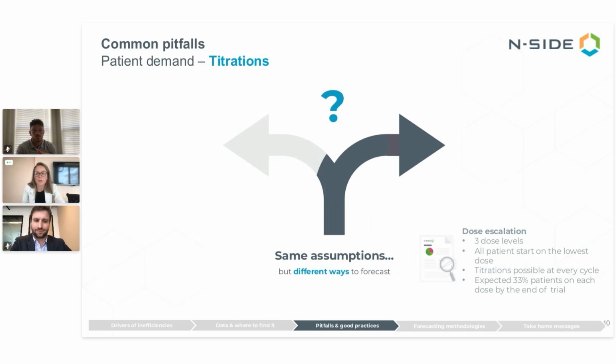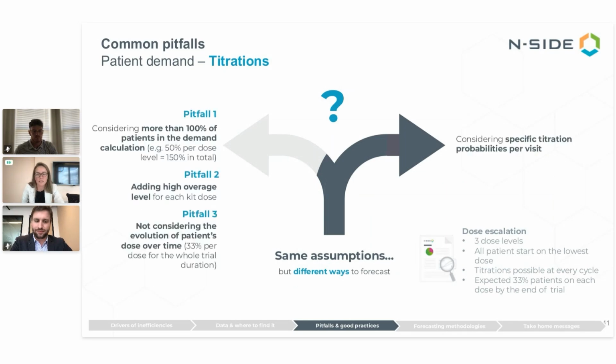Whereas in reality, we know that it might become way more complex. I don't know if some of you have observed some up titrations and down titrations behavior in some of your studies, but indeed, that's the reality, and that's way more complex than just considering a fixed proportion per dose. So that's one of the pitfalls we could see.